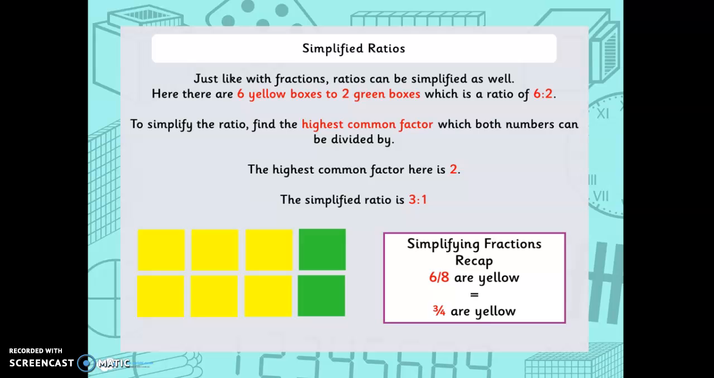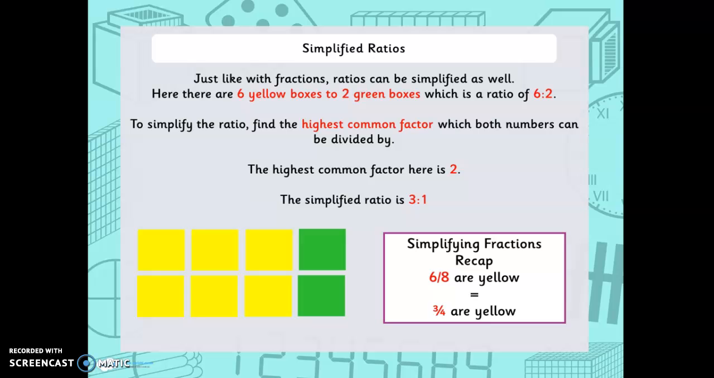Here's an example. There are 6 yellow boxes to 2 green boxes. So the ratio is 6 to 2. 6 yellow to every 2 green boxes. So we would write 6 colon 2. In order to simplify this, we need to find the highest common factor, or we could think about the lowest common denominator, to see which numbers both can be divided by.